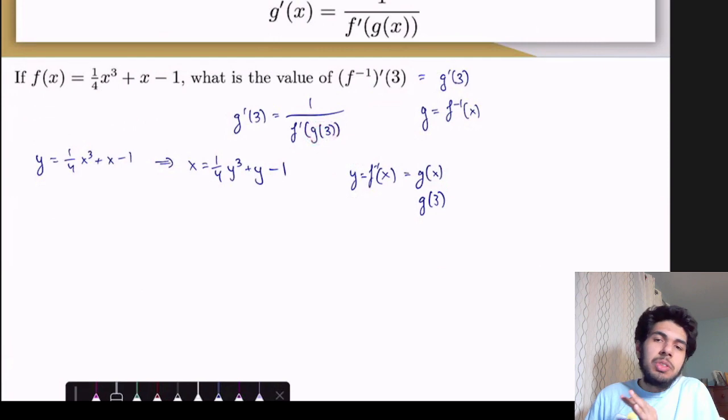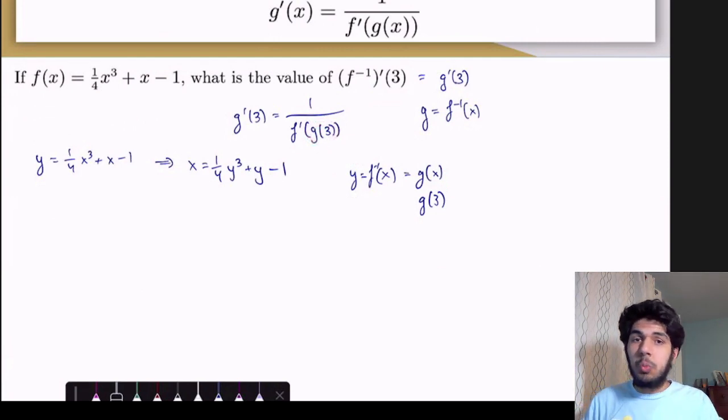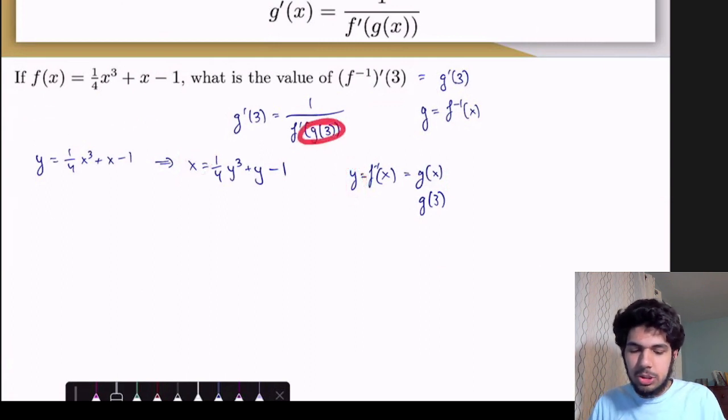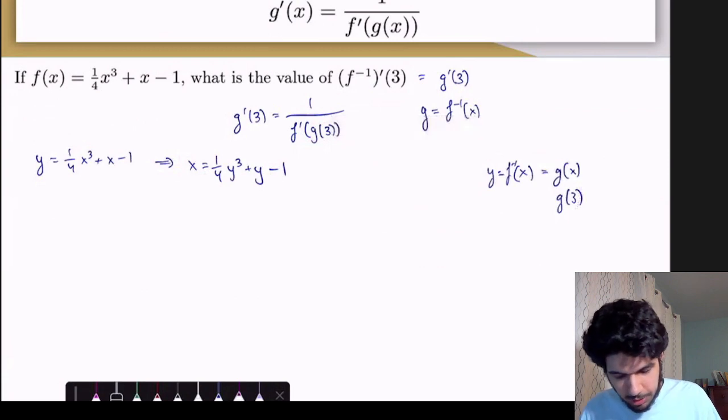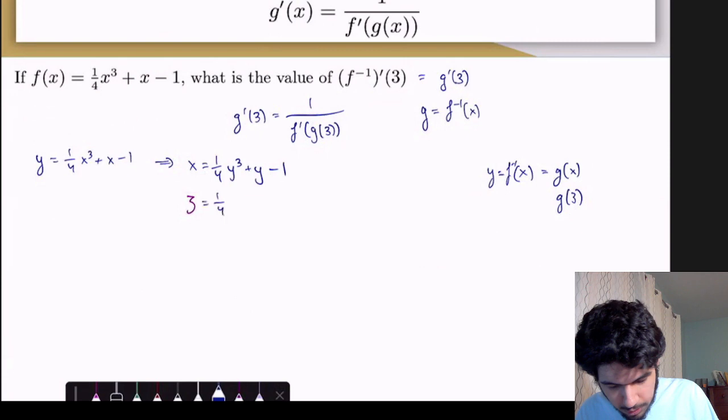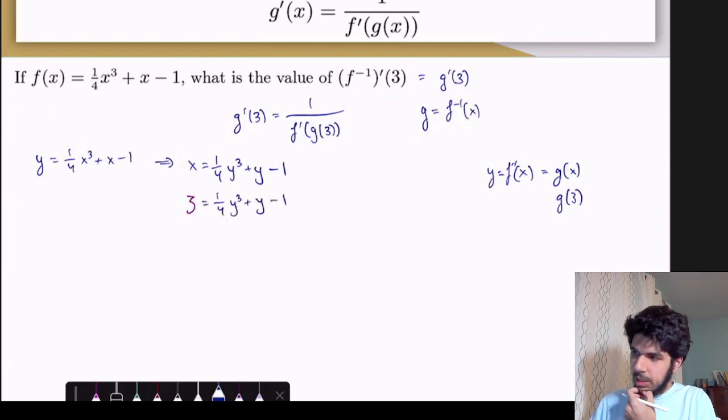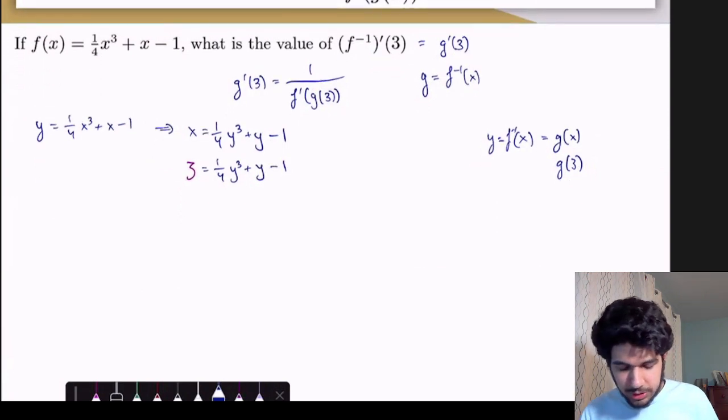So we don't even need to worry about finding the inverse in general. We can find the inverse at a specific point. So why don't we just plug in x equals 3 now, and then solve for y, and that will give us g of 3. With that in mind, we're going to put in a 3 for x. This equals 1/4 y cubed plus y minus 1.